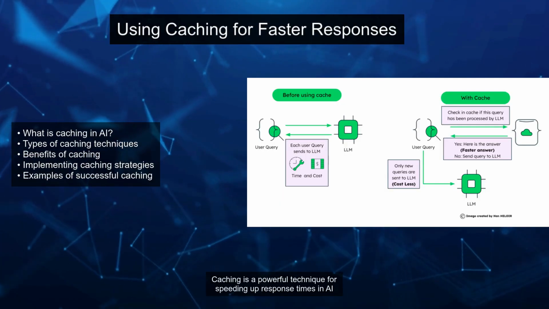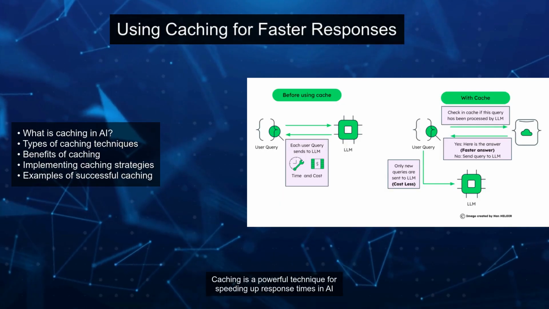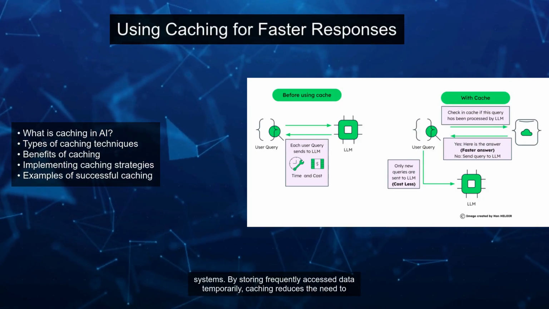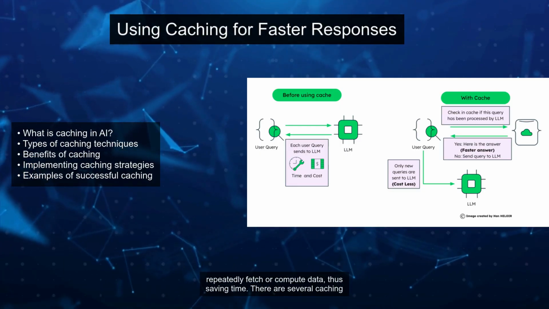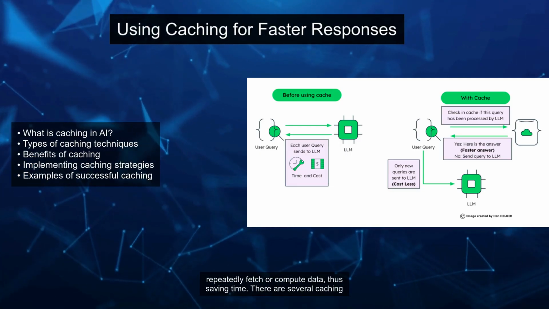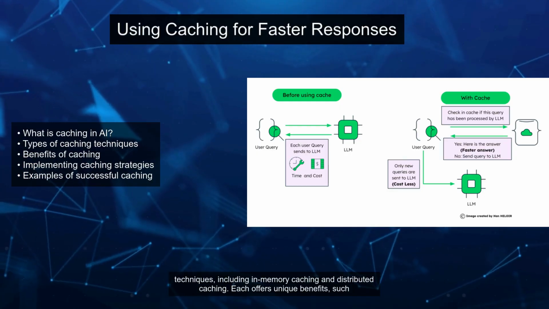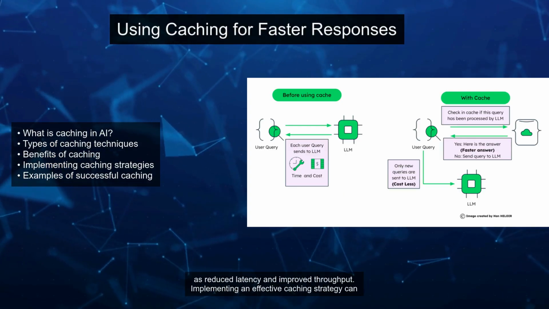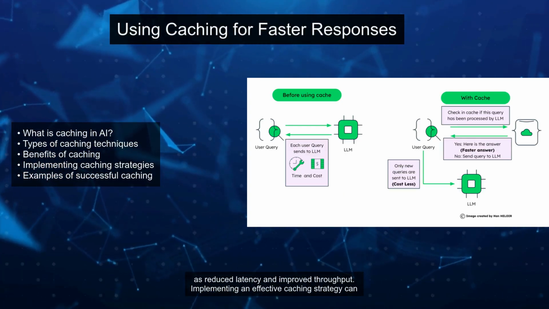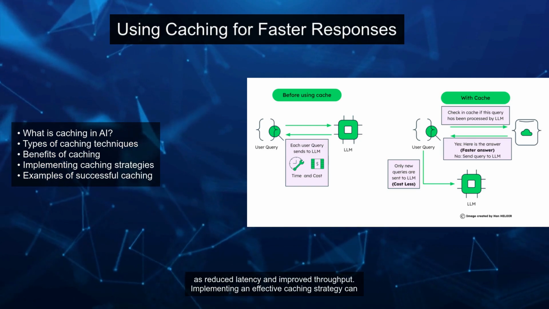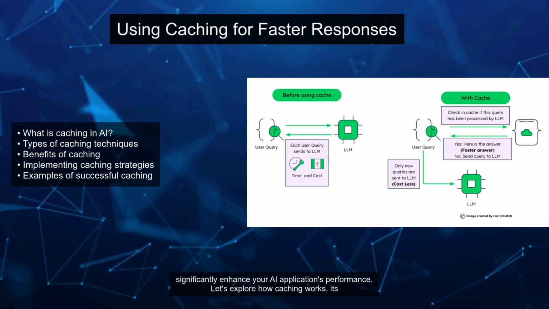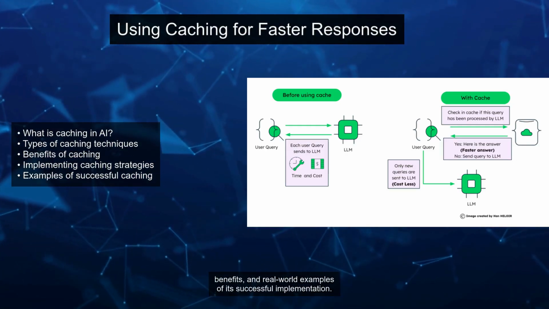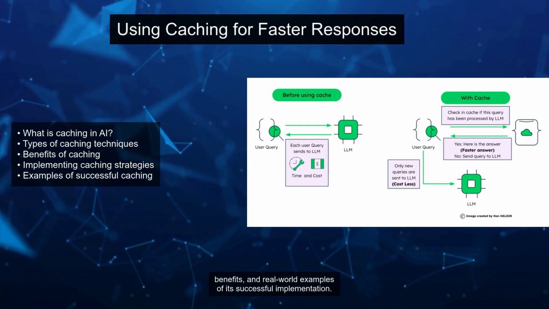Caching is a powerful technique for speeding up response times in AI systems. By storing frequently accessed data temporarily, caching reduces the need to repeatedly fetch or compute data, thus saving time. There are several caching techniques, including in-memory caching and distributed caching. Each offers unique benefits, such as reduced latency and improved throughput. Implementing an effective caching strategy can significantly enhance your AI application's performance. Let's explore how caching works, its benefits, and real-world examples of its successful implementation.